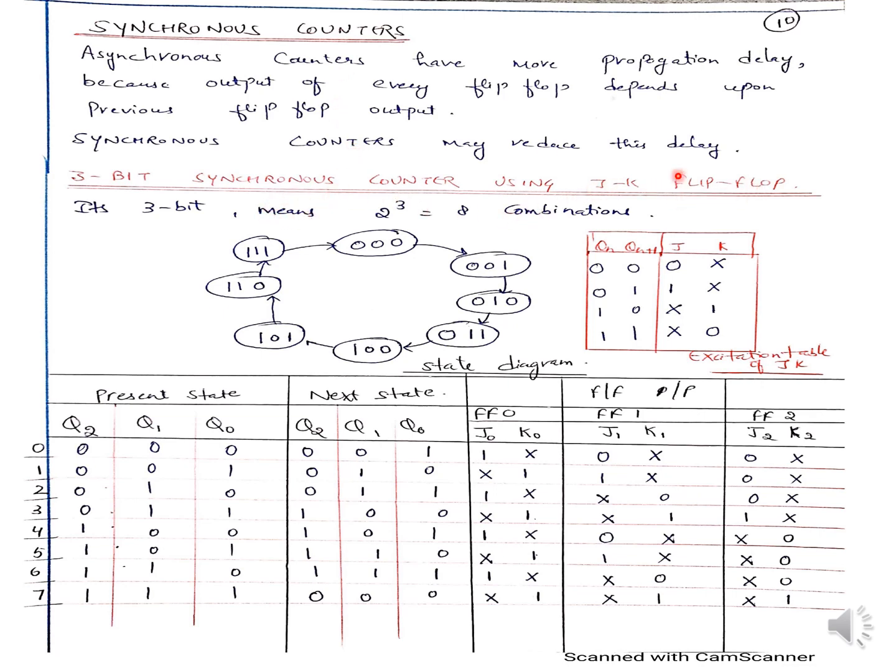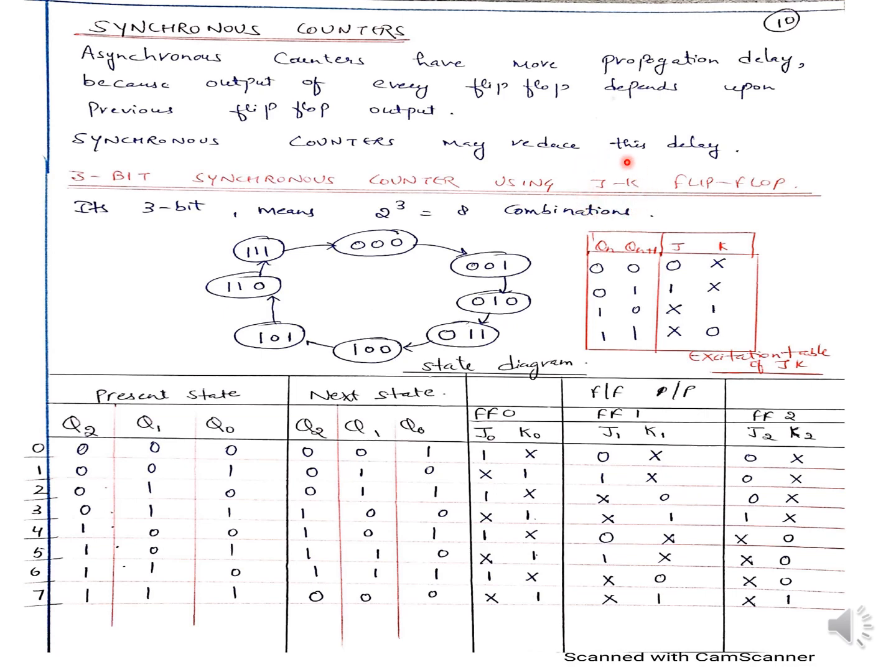Okay, now we will discuss the 3-bit synchronous counter using JK flip-flop. So this is the way we design the synchronous counter. It is much easier than the asynchronous counter. Let's start with the 3-bit. You all know 2 raised to the power 3 equals 8 combinations. So we will use 1, 2, 3, 4, 5, 6, 7, 8. You all know how to write these 8 combinations.